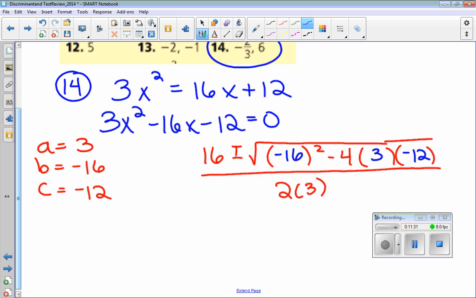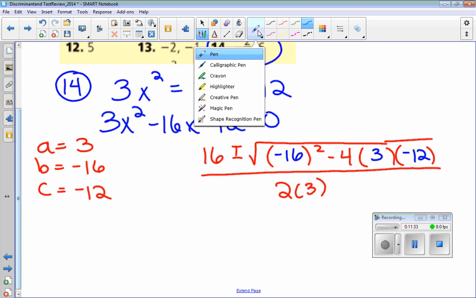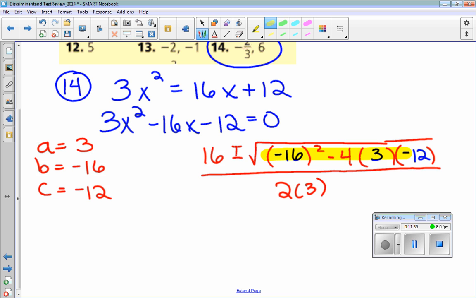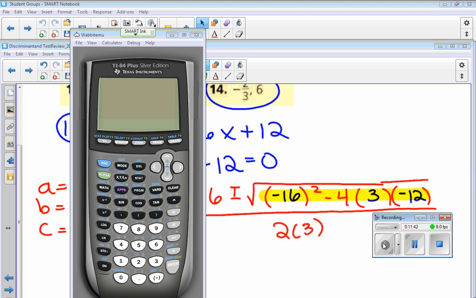And what I need to do is simplify what is underneath the square root first. Okay? When I plug that in, what do I get? So let's try plugging it in. I'm going to go ahead and just simplify what's underneath the square root. Negative 16 squared. Oops, I forgot my parentheses. I need parentheses around the negative 16 squared minus 4a and then c.